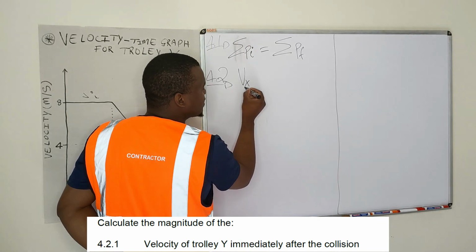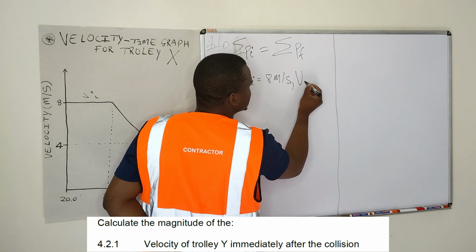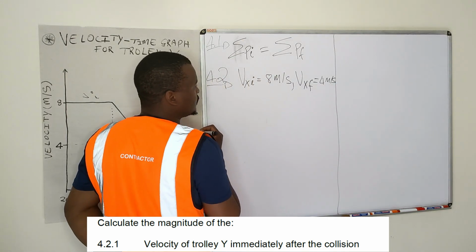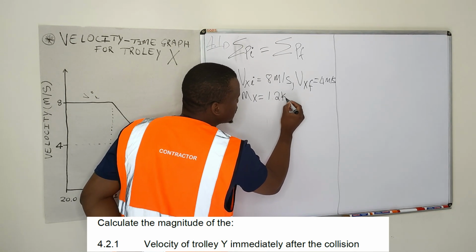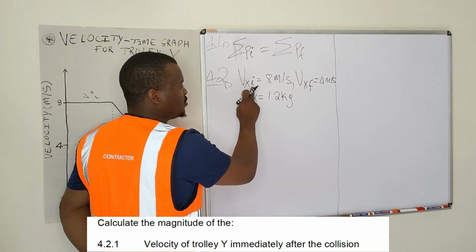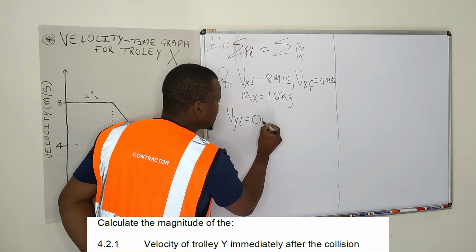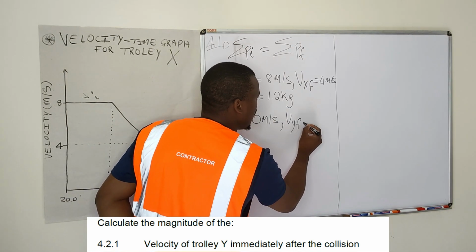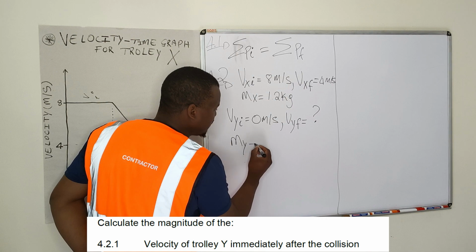The velocity of trolley X initially was 8 meters per second, and the velocity of trolley X finally was 4 meters per second. The mass of trolley X was 1.2 kilograms. Then let's go to trolley Y. What is the initial velocity of trolley Y? Vy initially was 0 meters per second because it was at rest initially. The final velocity of trolley Y is what we are looking for. The mass of trolley Y is half a kilogram.